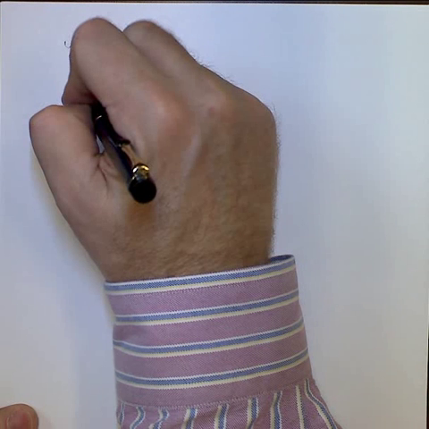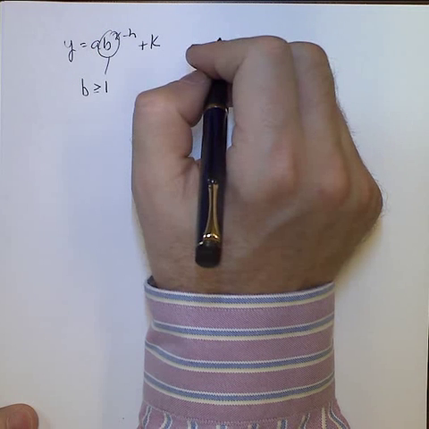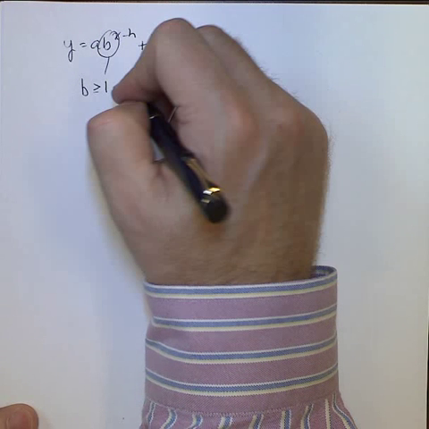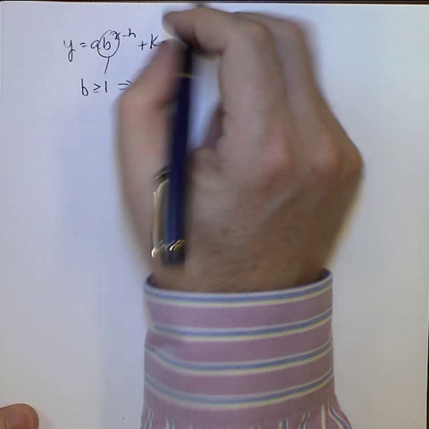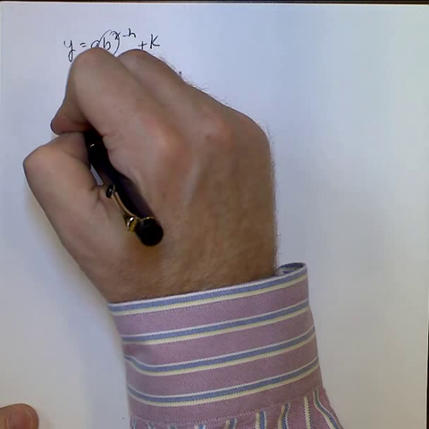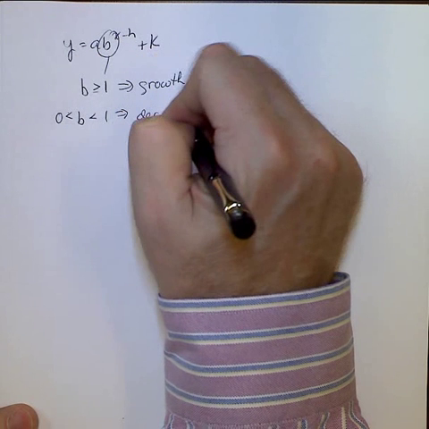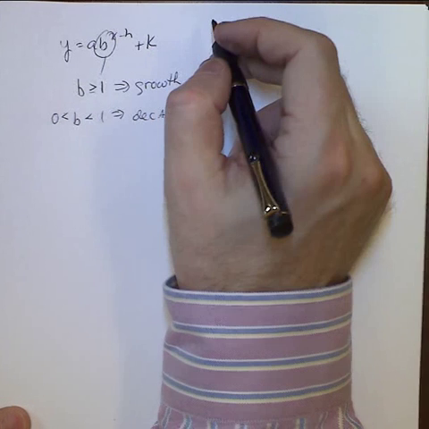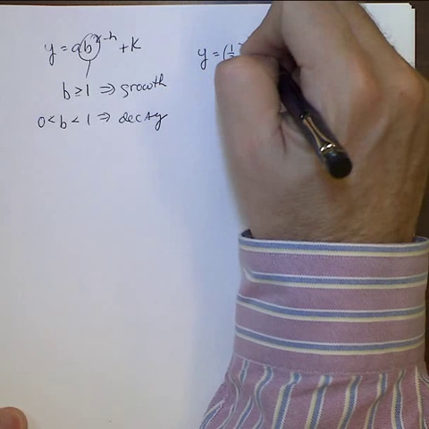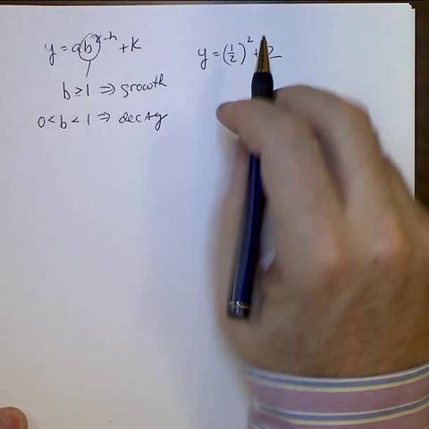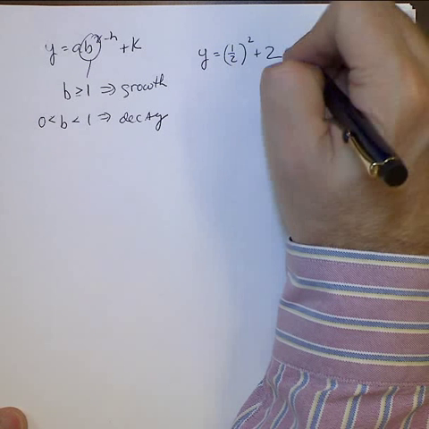If b is greater than or equal to 1, we're going to have growth. If b is between 0 and 1, we're going to have decay. So what do I mean by that? If I gave you this formula, 1/2, which is b, is between 0 and 1. This is an example of decay.